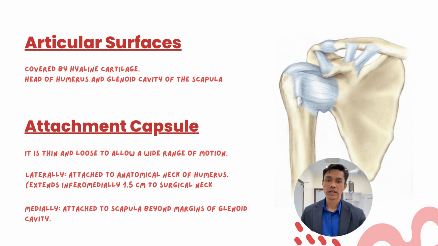This capsule attaches laterally to the anatomical neck of the humerus and extends inferomedially 1.5 cm to the surgical neck of the humerus. From the medial side, this capsule attaches to the scapula beyond the margins of the glenoid cavity.